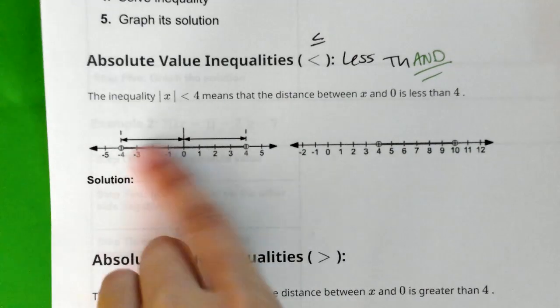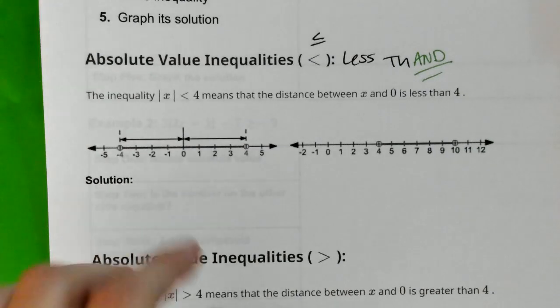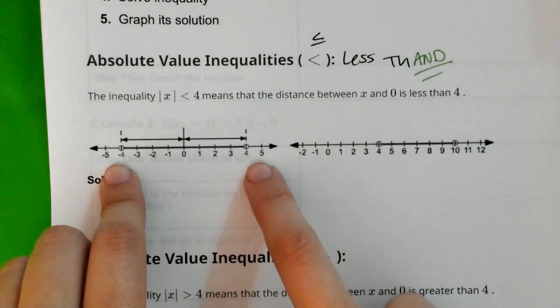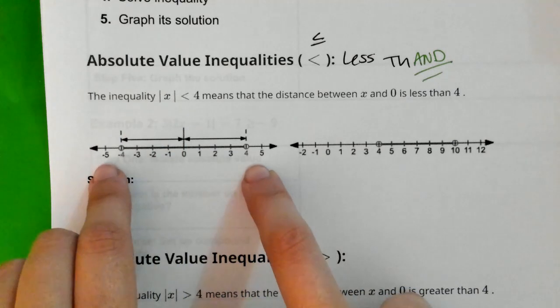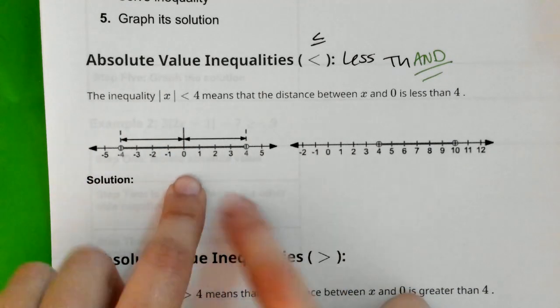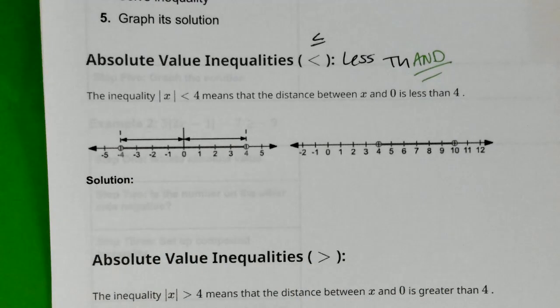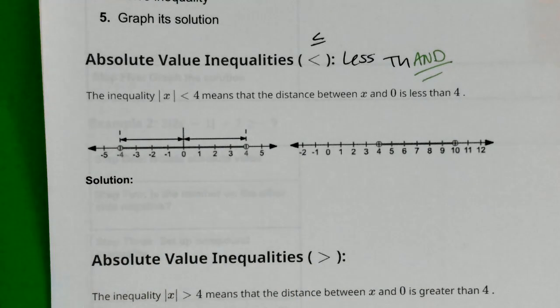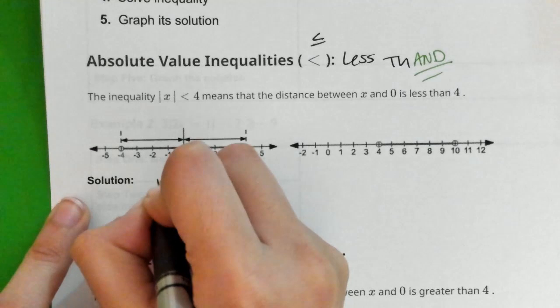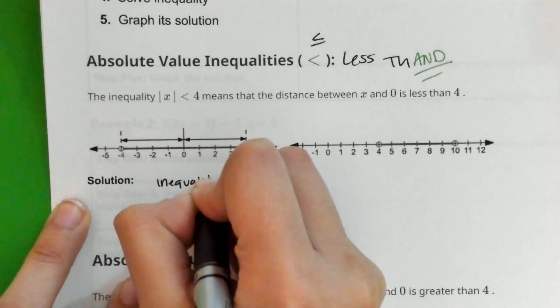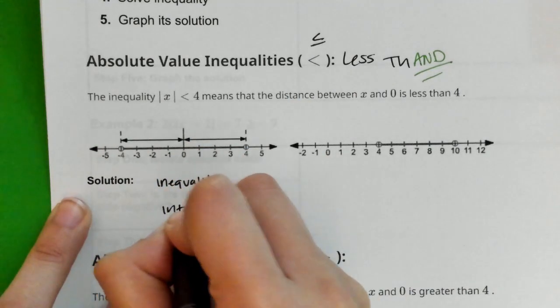So we look at our first problem here. It's already solved for us. We say, okay, well, our answers are -4 and 4. It's strictly less than, so we have open circles. So now we need to write our answers. Now there's two ways to write your answers using inequality and interval notation. So I'm going to write both. So inequality and interval notation.